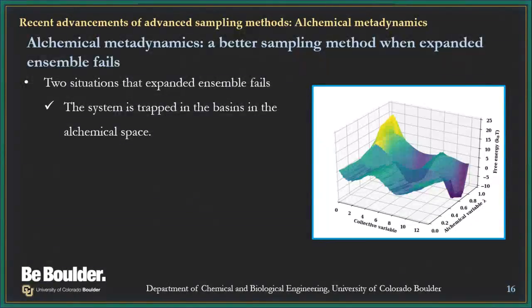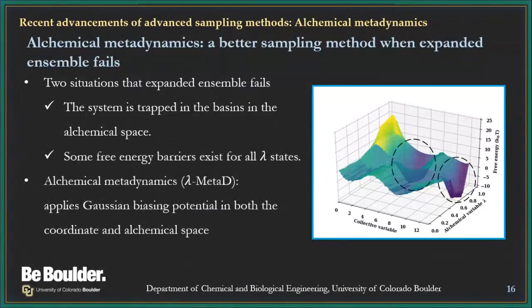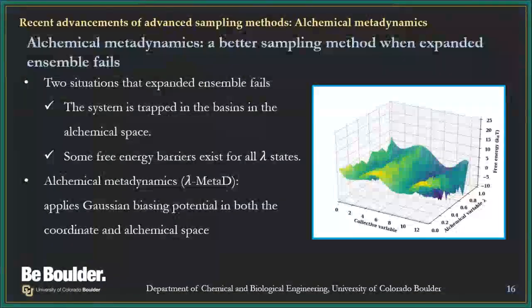But here is a more schematic representation of the problems that I just described. I'll just rephrase what I talked about, the problem of the expanded ensemble. In the figure, you can see that it is possible that some of the regions circled in the free energy surface have particularly low free energies, which can easily trap the system, or it is possible that the system is stuck because the energy barrier exists at all lambda values. And as you can see, even if the system could drift to other lambda states, there is still an energy barrier that is hard to overcome.